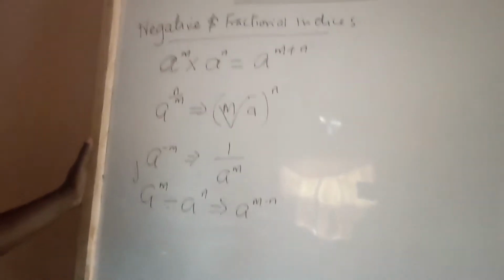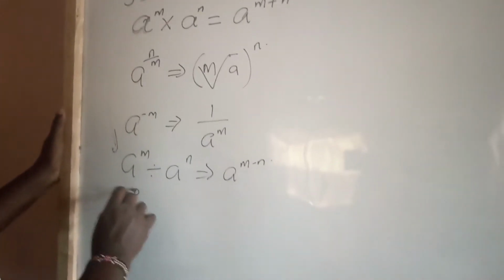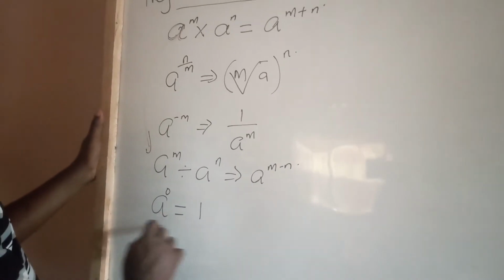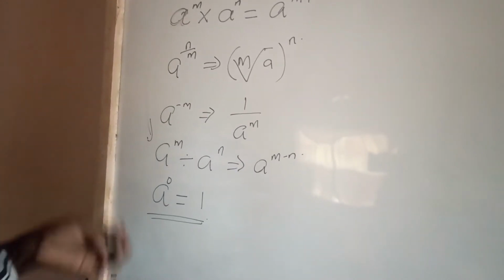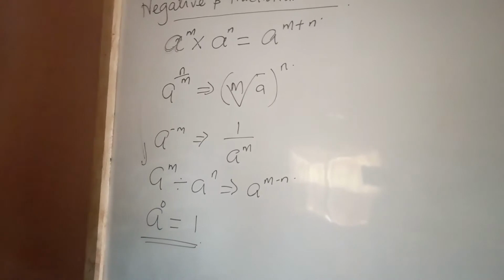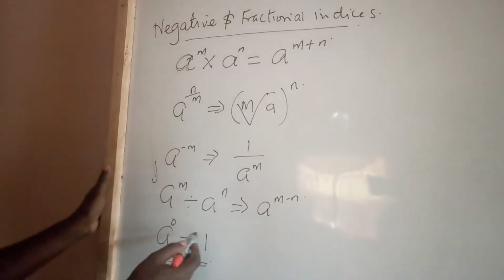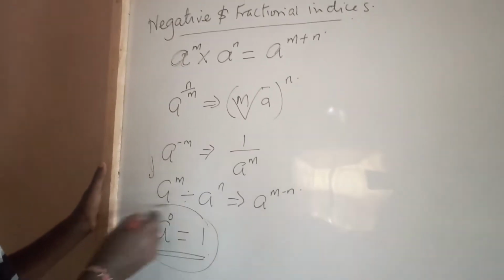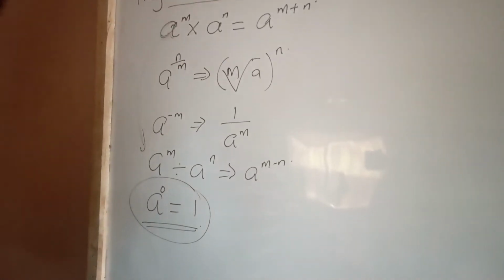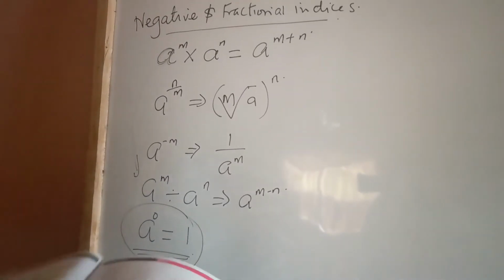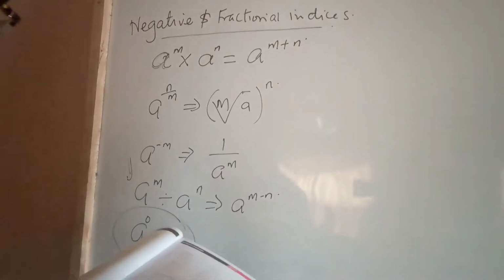But most importantly, a raised to power 0 is equal to 1. And I just want to ask somebody to try and prove that a raised to power 0 is equal to 1. We will look at it at the end of the chapter.